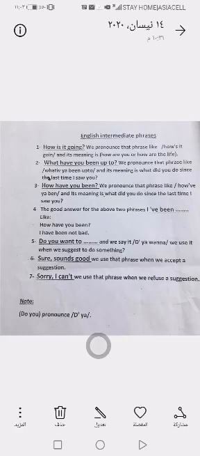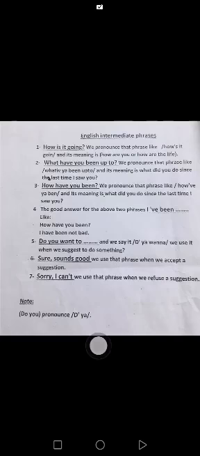Number six, when you accept my suggestion, you can say, sure, sounds good. Number seven, when you refuse my suggestion, you can say, sorry, I can't. And you can give a reason. Sorry, I can't because I'm busy.